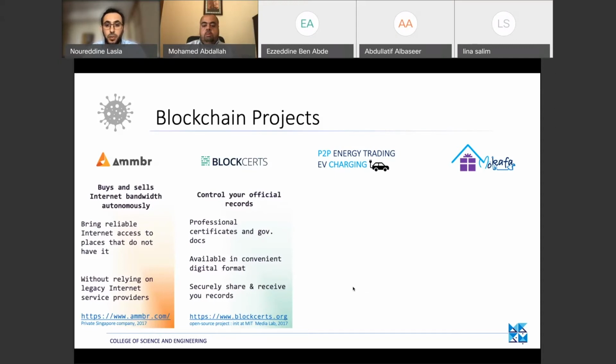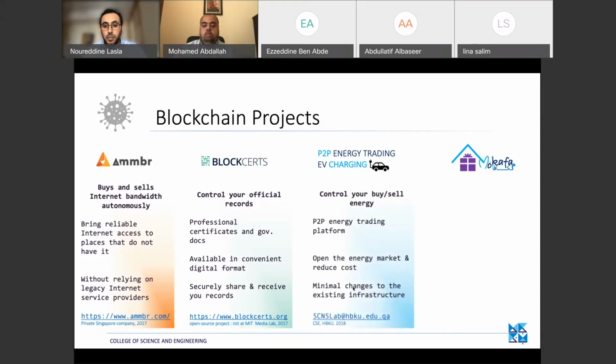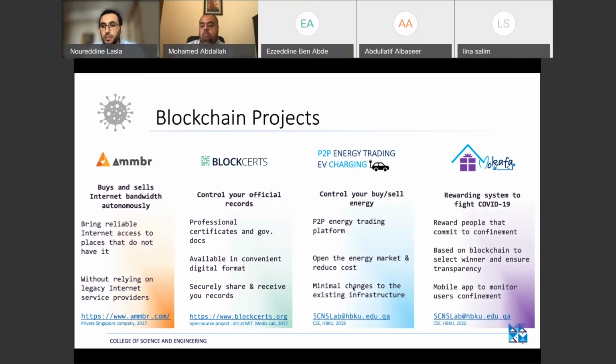The third project is about peer-to-peer energy trading. This is a project that has been developed in our division, and it consists of enabling a kind of peer-to-peer energy trading, for example, for enabling electric vehicle charging without making major changes to the existing infrastructure. The last project, which is very related to COVID-19 and has recently been awarded by QNRF, aims to provide a transparent rewarding system for people who commit to confinement. We'll see more details about this project in the next slides.